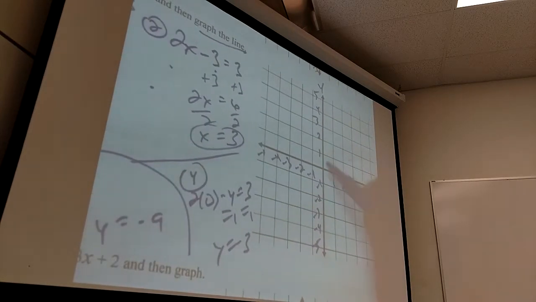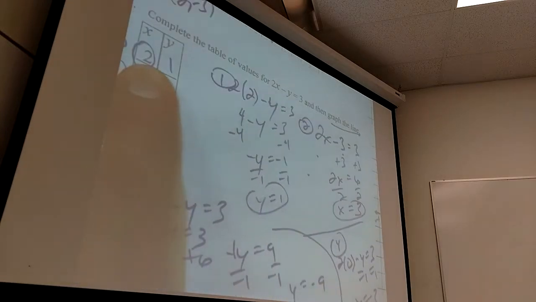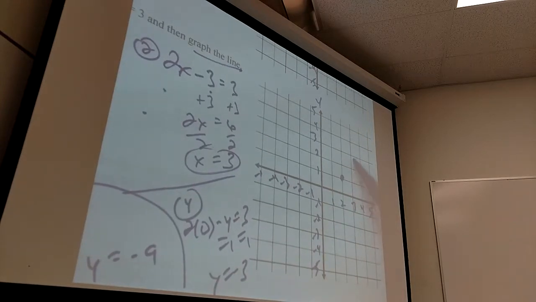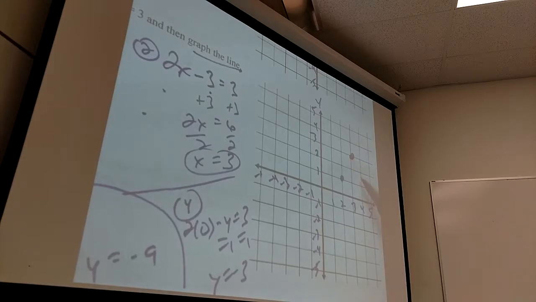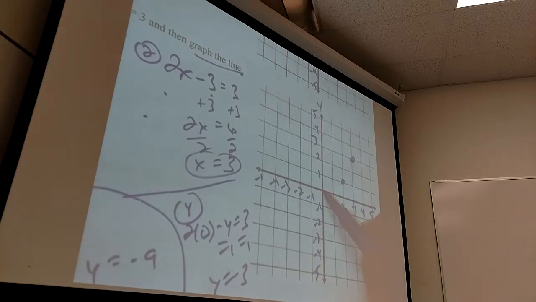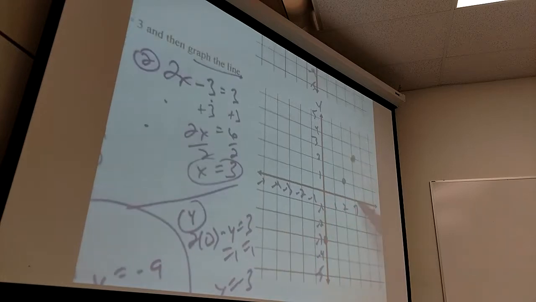But so one point I can do is 2, 1. And then 3, 3. You gotta love 3, 3. Can't go wrong with anything like that. I want to skip negative 3, negative 9 because it's off my graph. 0, negative 3. Just go down 3. And then you can see this one's a little bit better than my other ones.